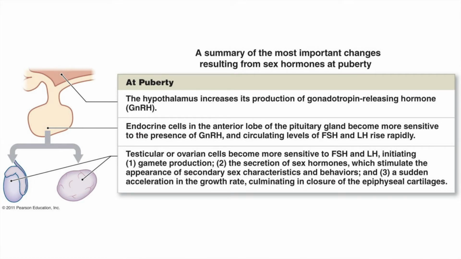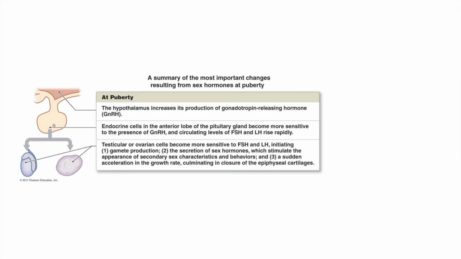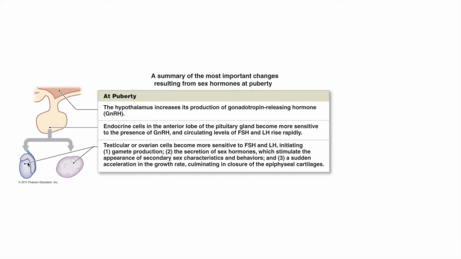At puberty, the male and female sex hormones have an effect on many body systems. So the whole cause of puberty is in the hypothalamus. GnRH levels increase greatly, which goes to the pituitary and causes levels of FSH and LH to rise, and then they're going to go to the gonads and cause either testosterone or estrogen production.